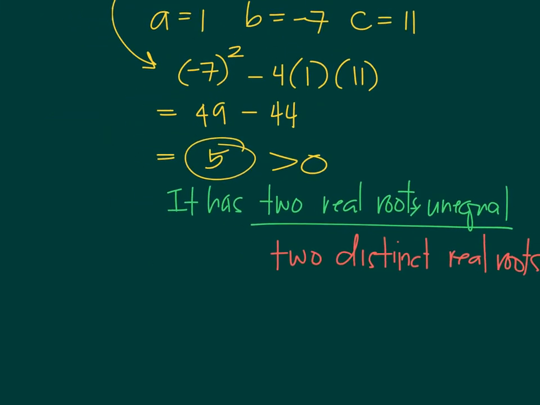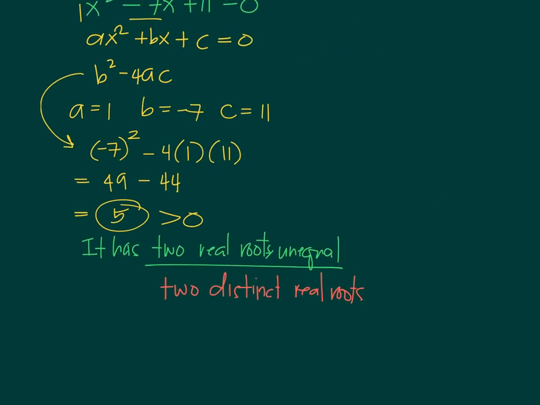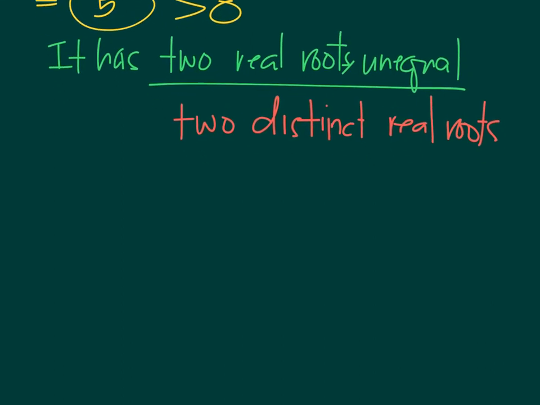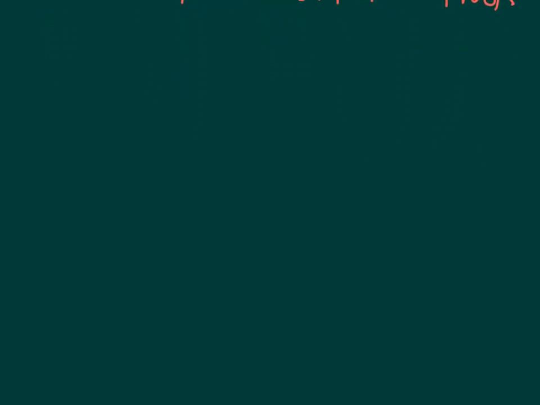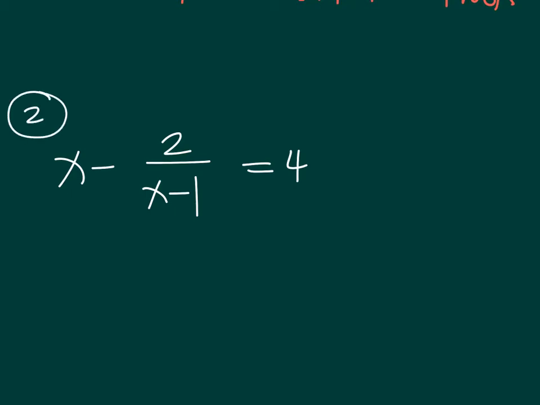Okay, let's take a look at one more example. So suppose I have, let's think of a good example. x minus 2 over x minus 1 equals 4. Let's see we have this one. So this is example 2.